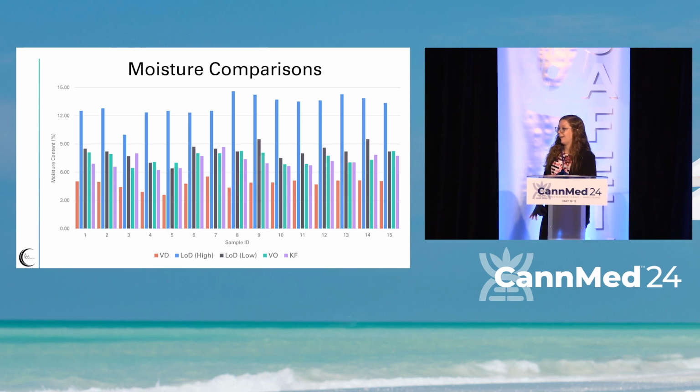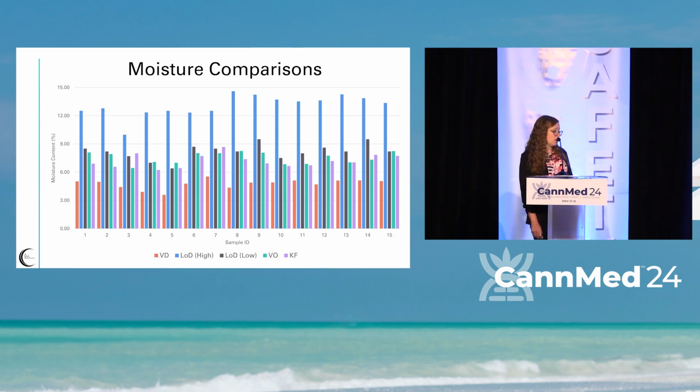We're going to have 3 slides of these. I chose 45 of the 120 samples. And whenever you're looking at this, you can see that those 3 bars that are about the same are going to be the loss on drying at low temperature, the vacuum oven, and the Karl Fischer. And for these, across all 120 samples, these are all dried, cured cannabis. It should all be fairly similar.